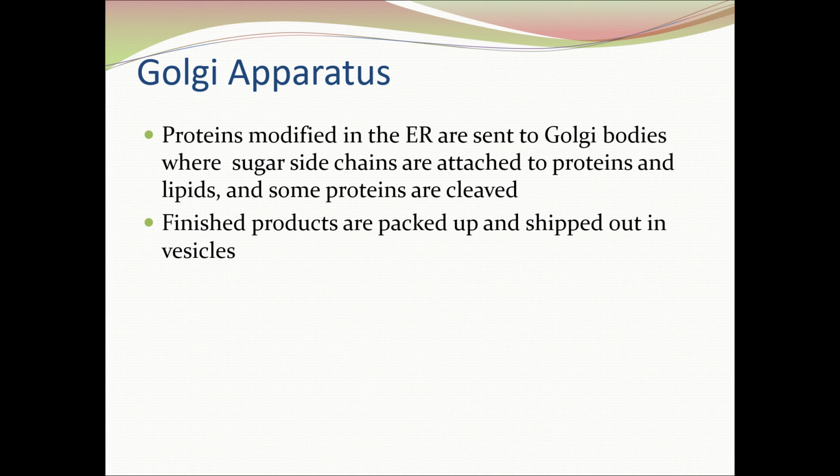The Golgi apparatus is going to work on the proteins modified in the endoplasmic reticulum. The Golgi apparatus will put sugar side chains on the proteins and any lipids, and also cleave some proteins, snipping them and cleaning them up for transport. Basically, they're going to finish the proteins into their final products, pack them up, and ship them out in vesicles to be used as secretions like hormones or antibodies or sweat, oil, things like that.